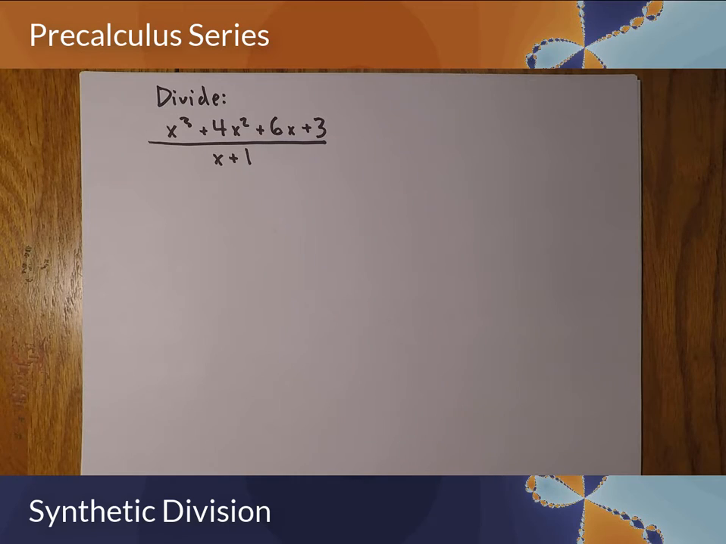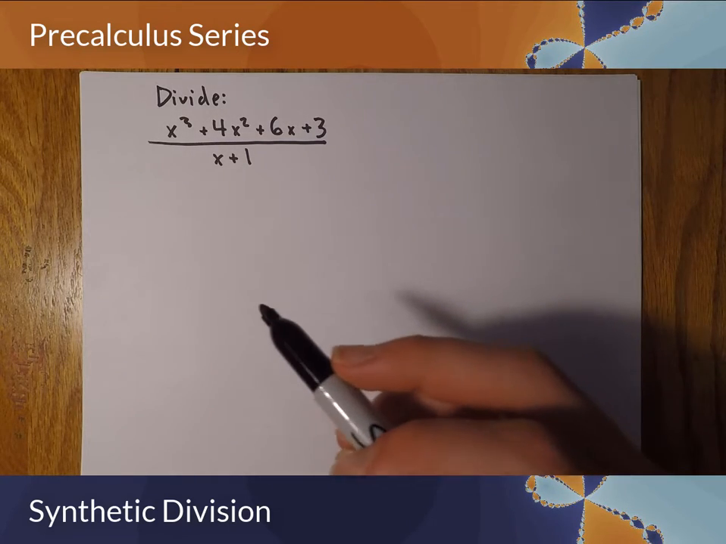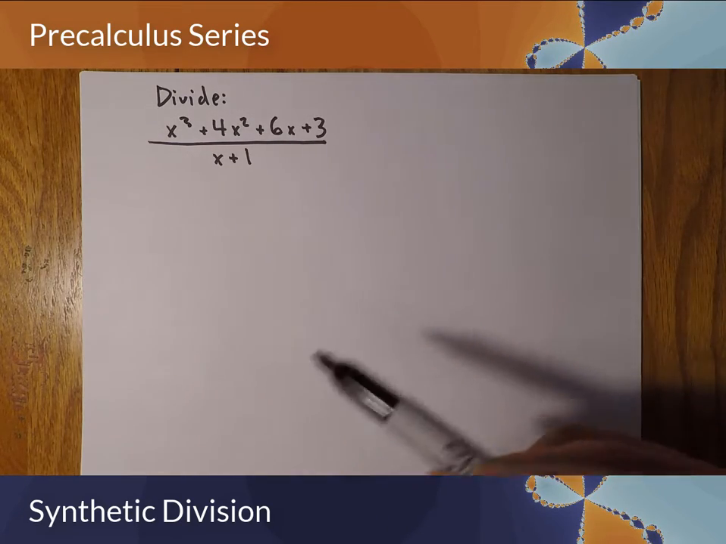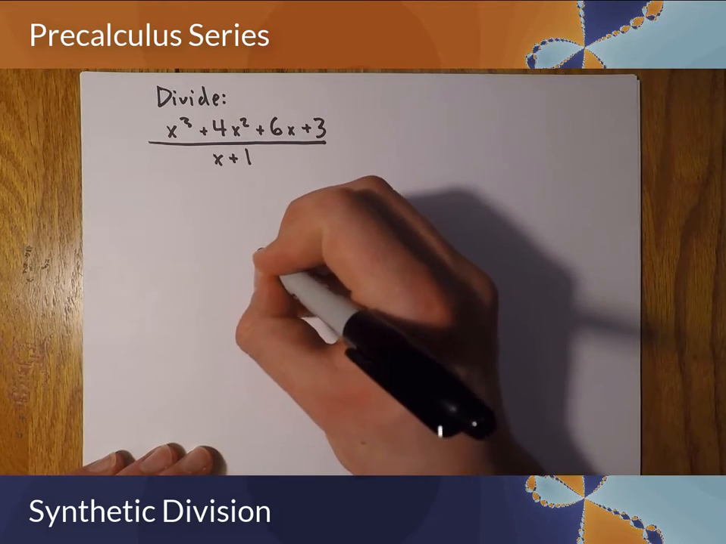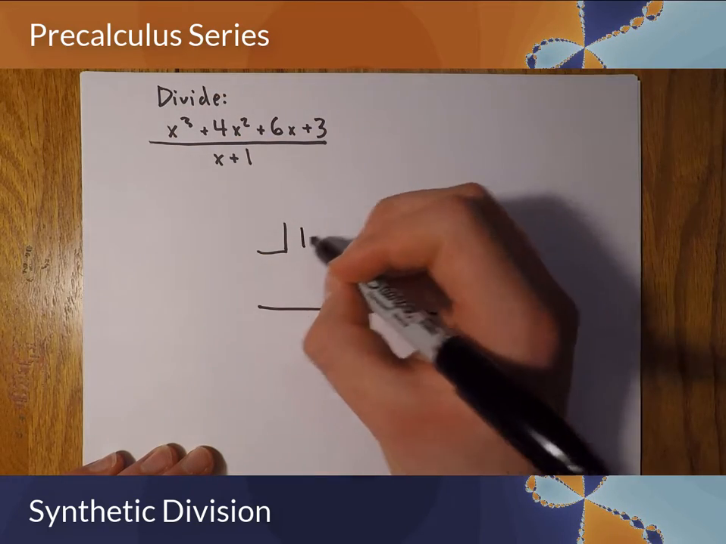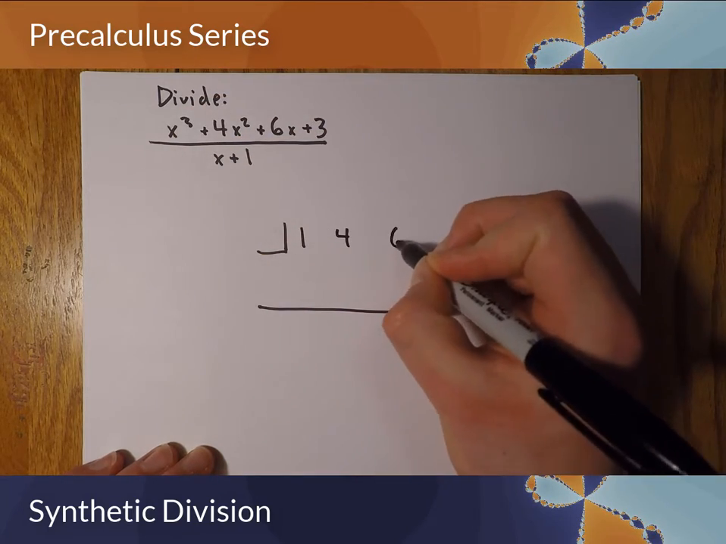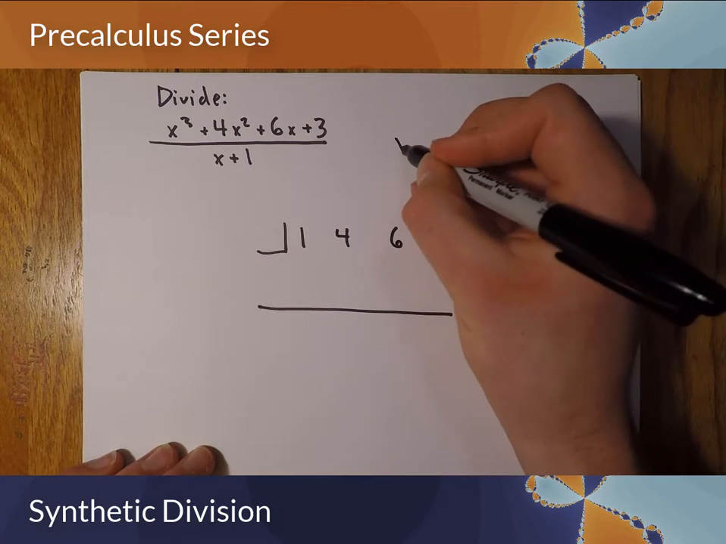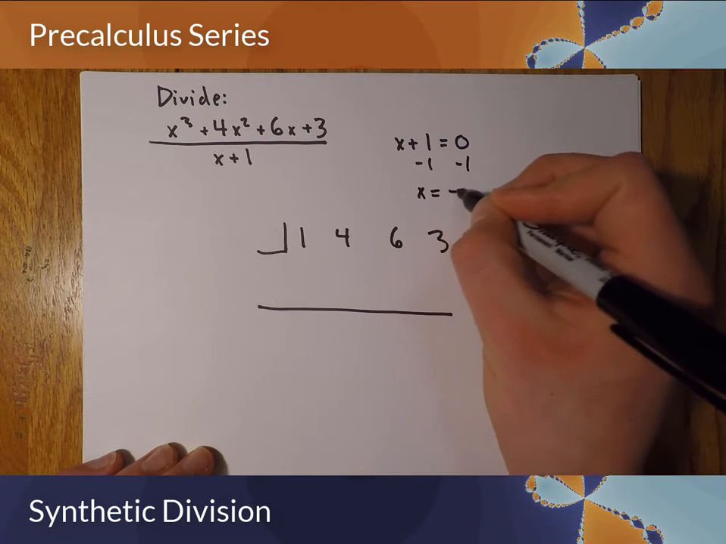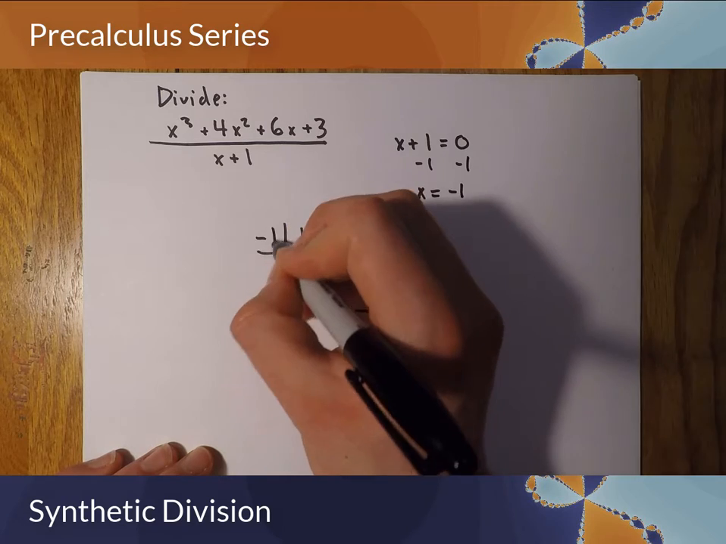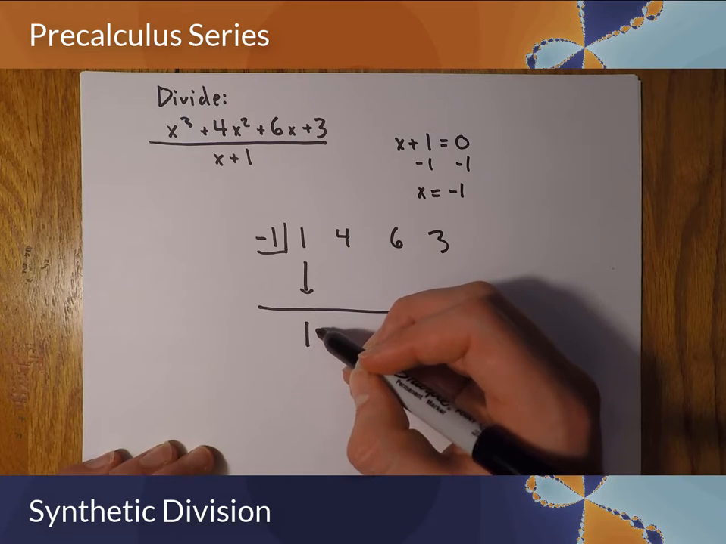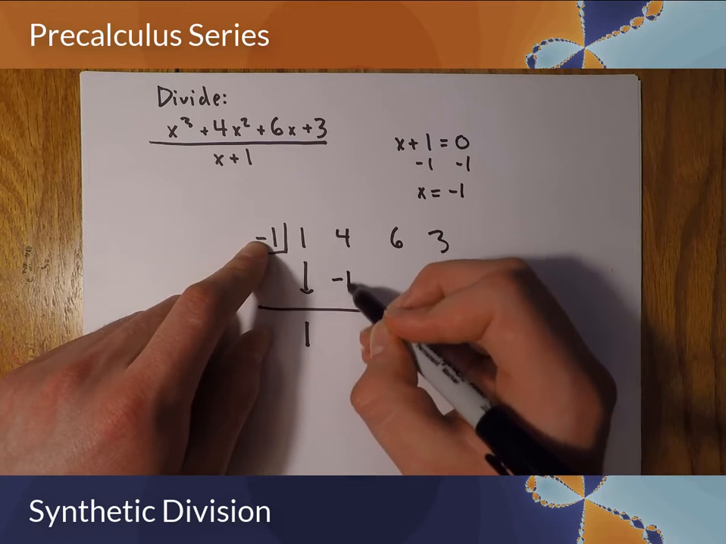So last but not least, we have our final problem from the long division video. x cubed plus 4x squared plus 6x plus 3 divided by x plus 1. So to set up the problem, we just do our standard setup here. And we write the coefficients across here: 1, 4, 6, 3. To get the number inside the box, we set x plus 1, this linear factor, equal to 0. We find what x equals. In this case, x equals -1. So put -1 here. We drop down the first coefficient, 1, and then multiply it by the number in this box. So we have -1 right here.